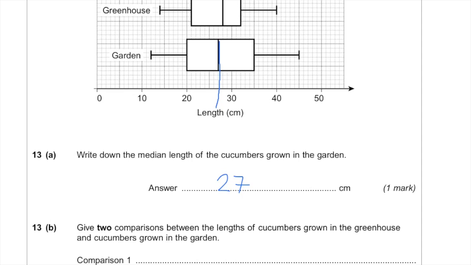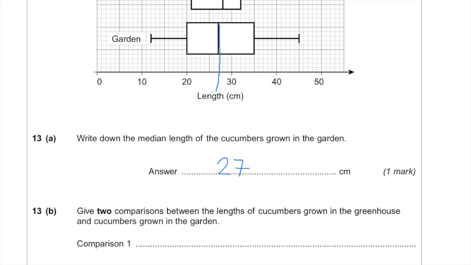13, part B. Give 2 comparisons between the lengths of cucumbers grown in the greenhouse and cucumbers grown in the garden. Now, our first comparison is going to compare the medians. Now we can see that the median for the greenhouse is slightly larger than the median for the garden, indicating that on average the cucumbers grown in the greenhouse were slightly larger.